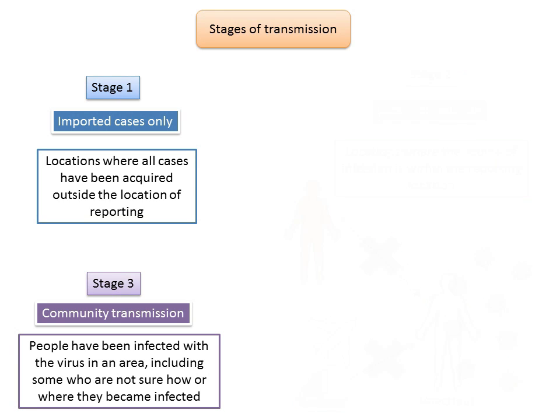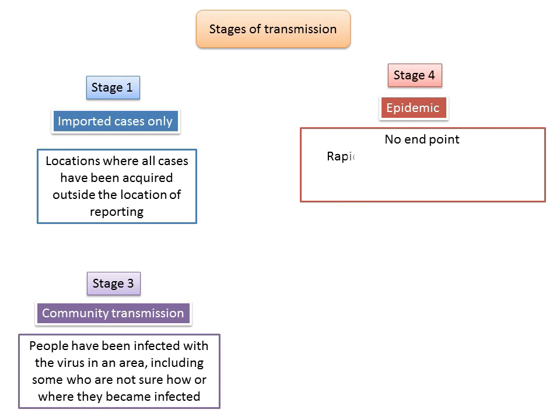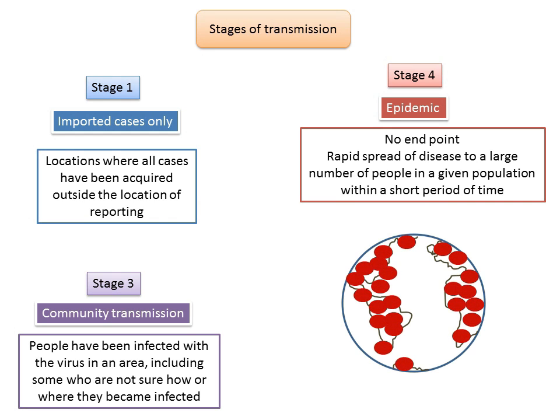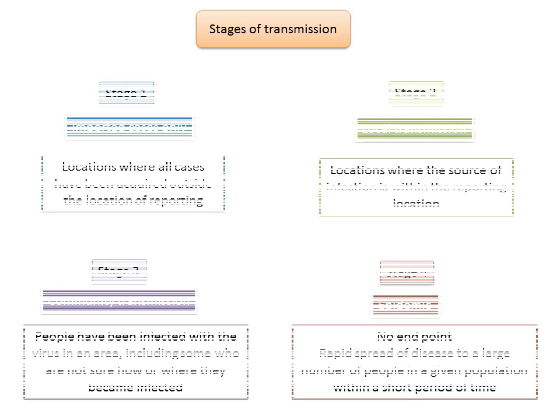And the last stage is the stage of epidemic. There is rapid spread of disease to a large number of people in a given population within a short period of time. This is the last and the worst stage where the disease takes the shape of an epidemic with no clear endpoint.